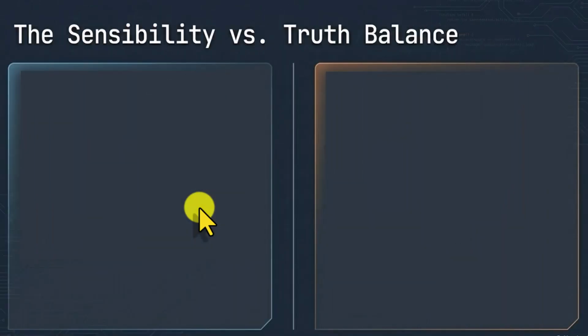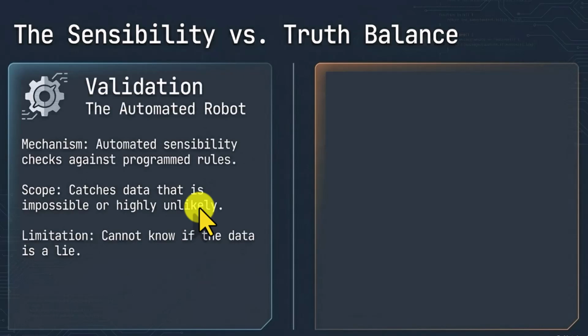And here is the sensibility versus truth balance. As we told you, data validation cannot check the truth or correctness. So that is validation, that is the automated robot mechanism: automated sensibility checks against programmed rules. You will program them. And scope catches data that is impossible or highly unlikely. And the limitation is it cannot know if the data is a lie or the truth.